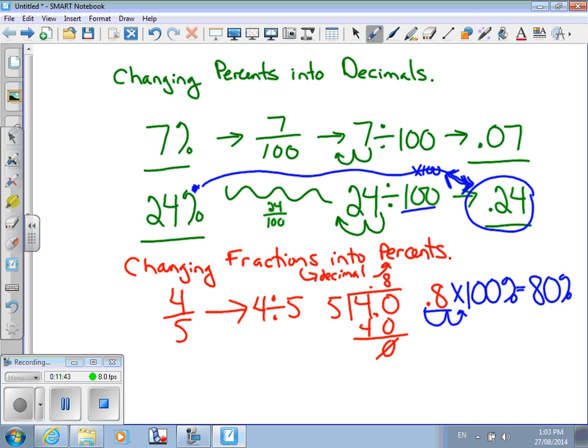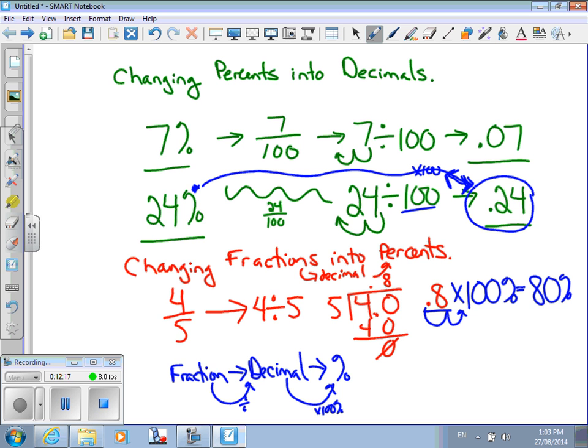So to summarize, changing fractions into percents, we'll take our fraction, we'll change it to a decimal, and then we'll change it to a percent. To go from fraction to decimal, we use our division, and to go from decimal to percentage, we will multiply by 100%.